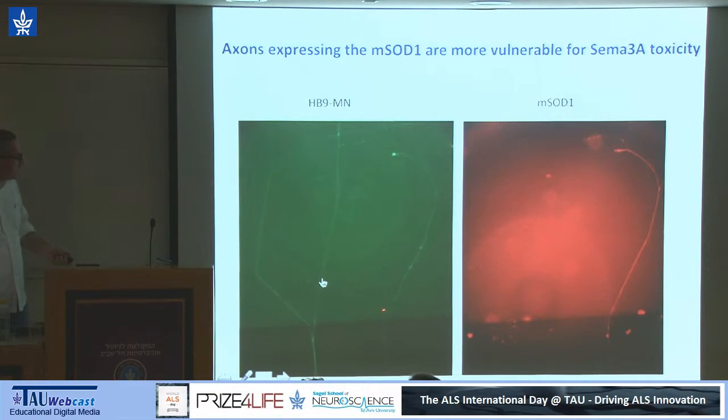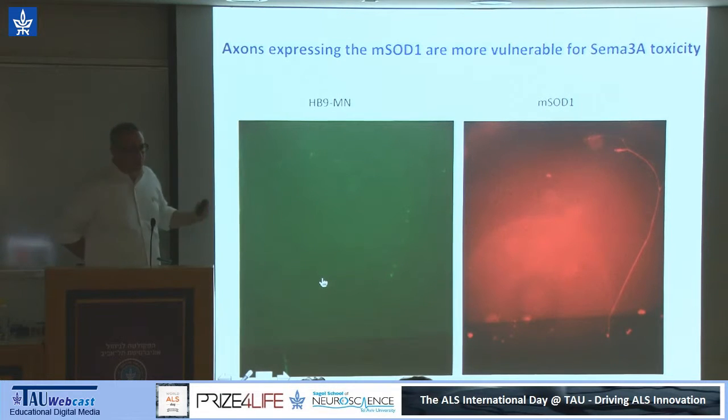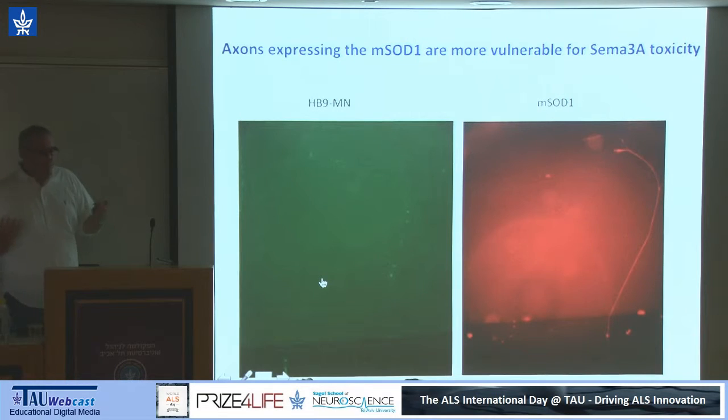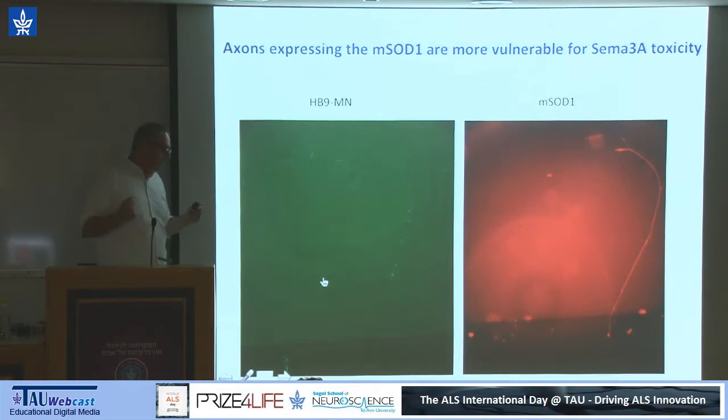So you can see now degradation of the motor neurons expressing SOD, and only later the degradation of the control. So this suggests that there is elevation of semaphorin in ALS models, and that this elevation in the semaphorin secreted from the muscle, together with elevation of the receptors expressed in ALS models, can lead to toxicity.